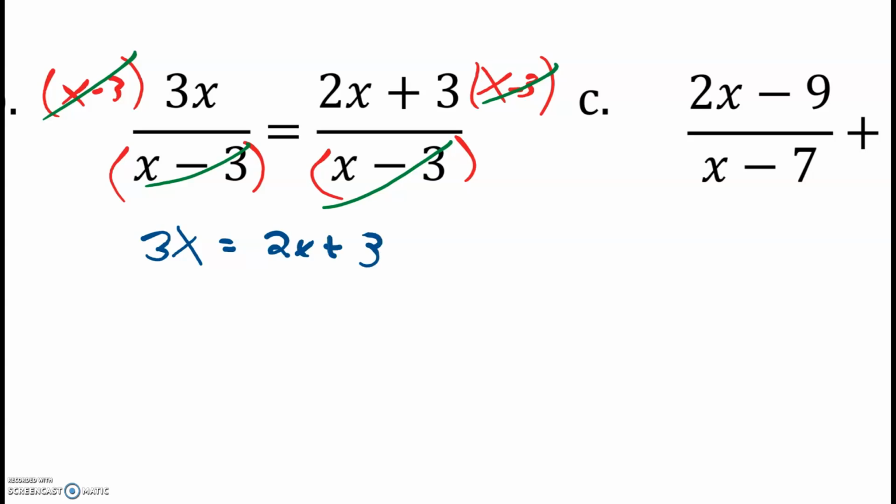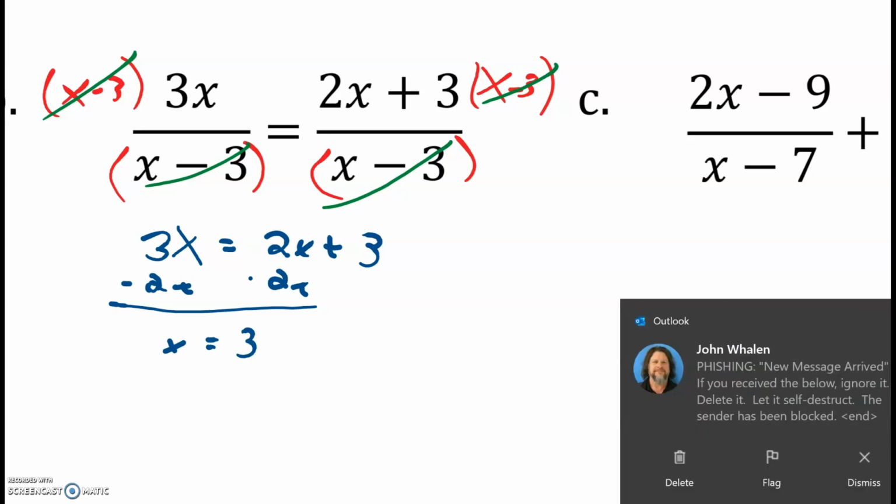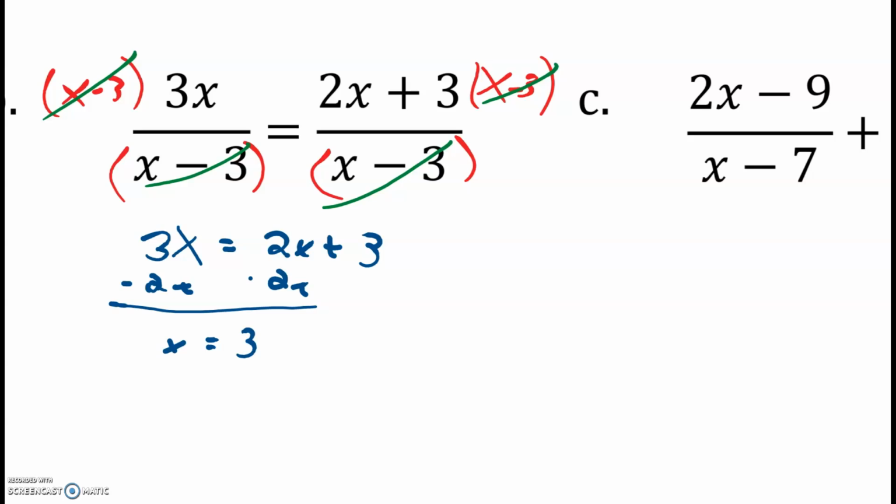Now I need to solve this equation. I've got to get x's by themselves. So I'm going to subtract 2x from both sides. And I get 3x minus 2x, which is x, is equal to 3. Now I have to be really careful because I need to check this solution.